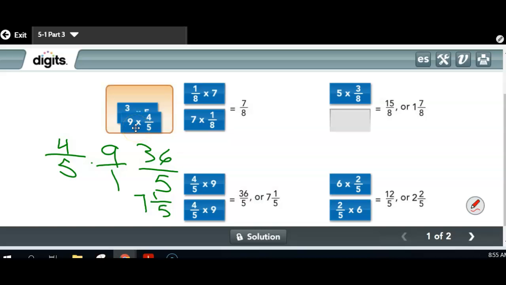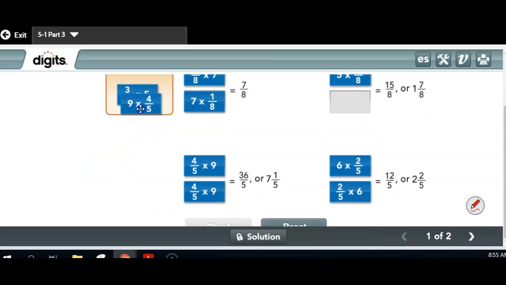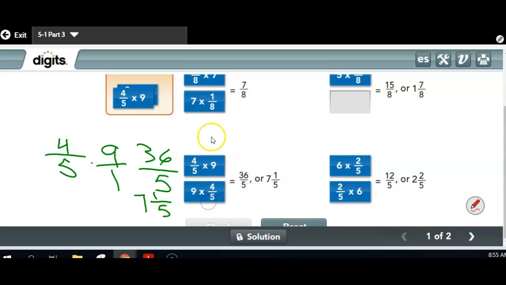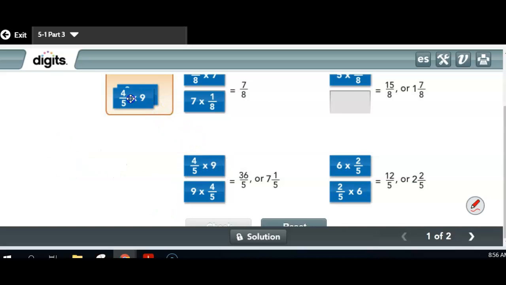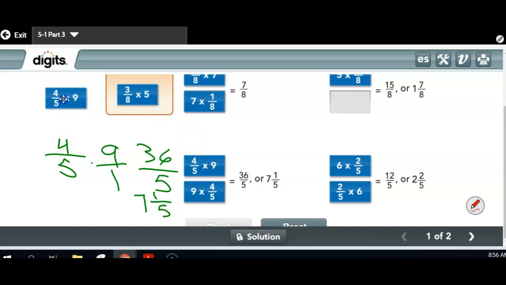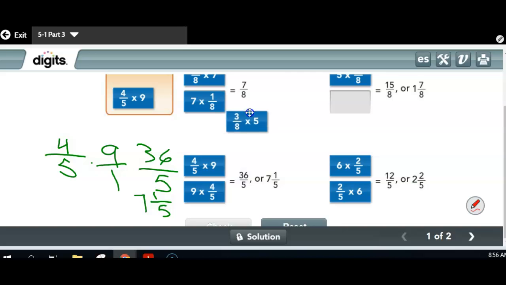9 times 4/5. Ben. 7 1/5. Yes, I don't know why there's some duplicates here. Okay, 4/5 times 9, it's already here. What about 3/8? Stay there. No. 3/8 times 5. Sean. 15/8. Nice job. Any questions with that? No? All right. That is part 3.